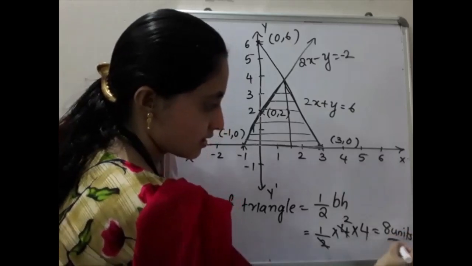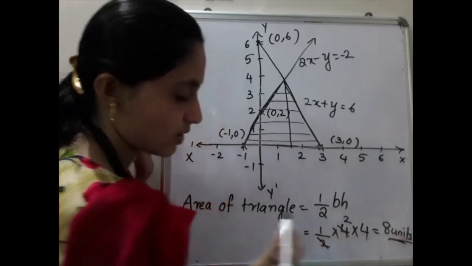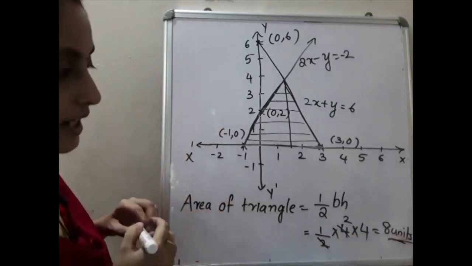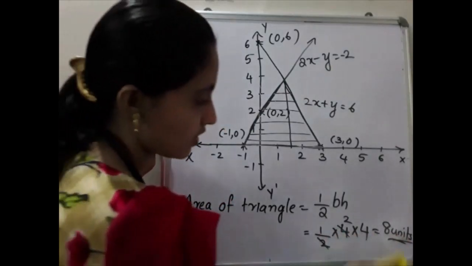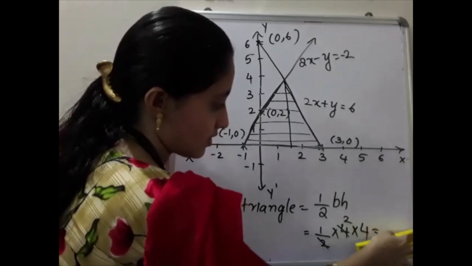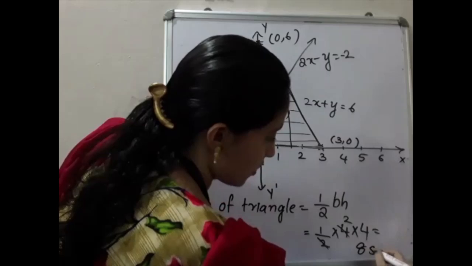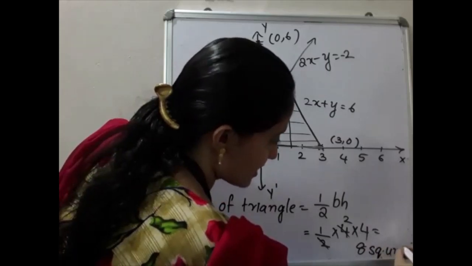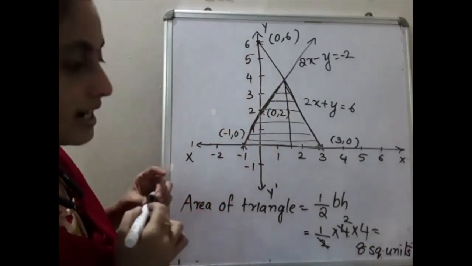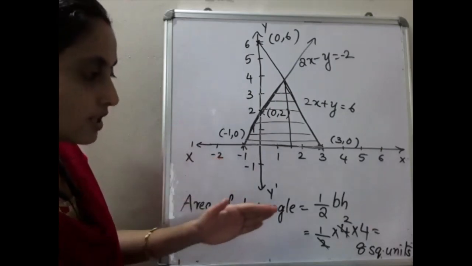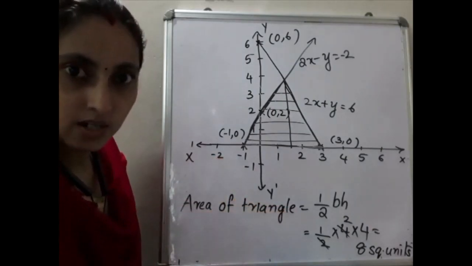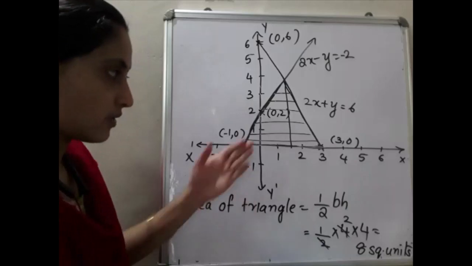8 square units. Sorry, 8 units square is not correct. You have to write 8 square units. So the answer is 8 square units, because for area we write square or centimeter square, but here we are taking what?